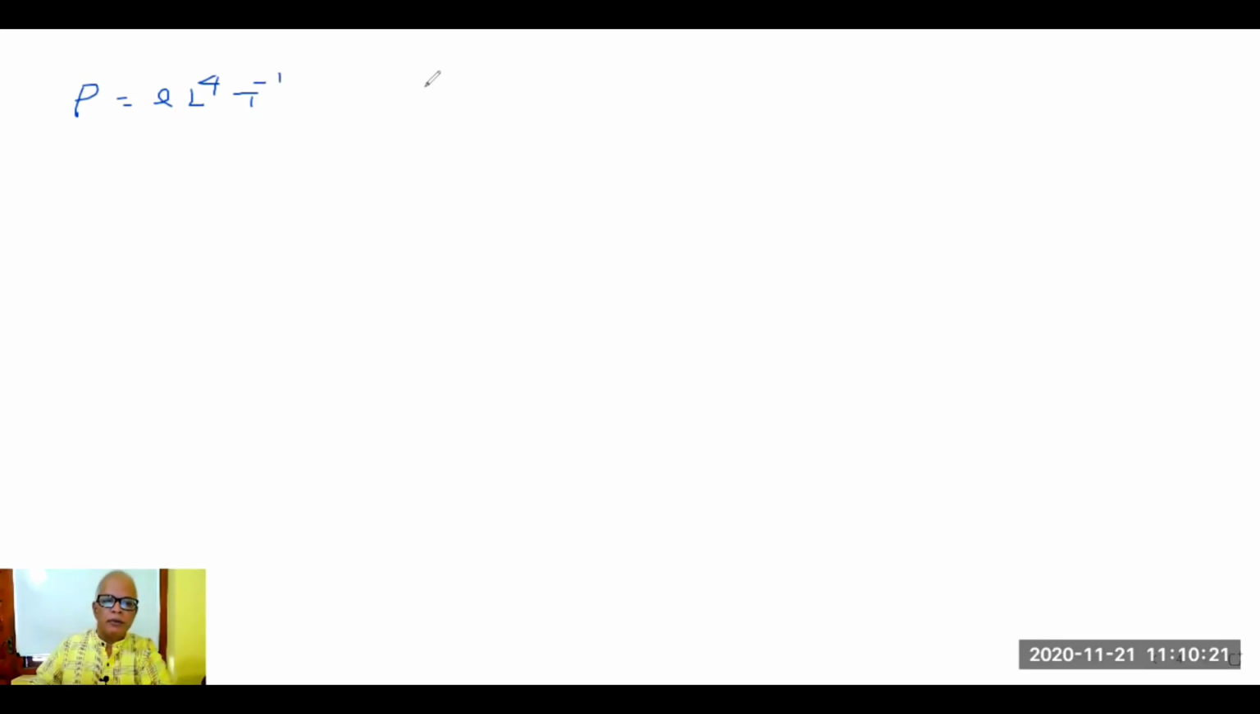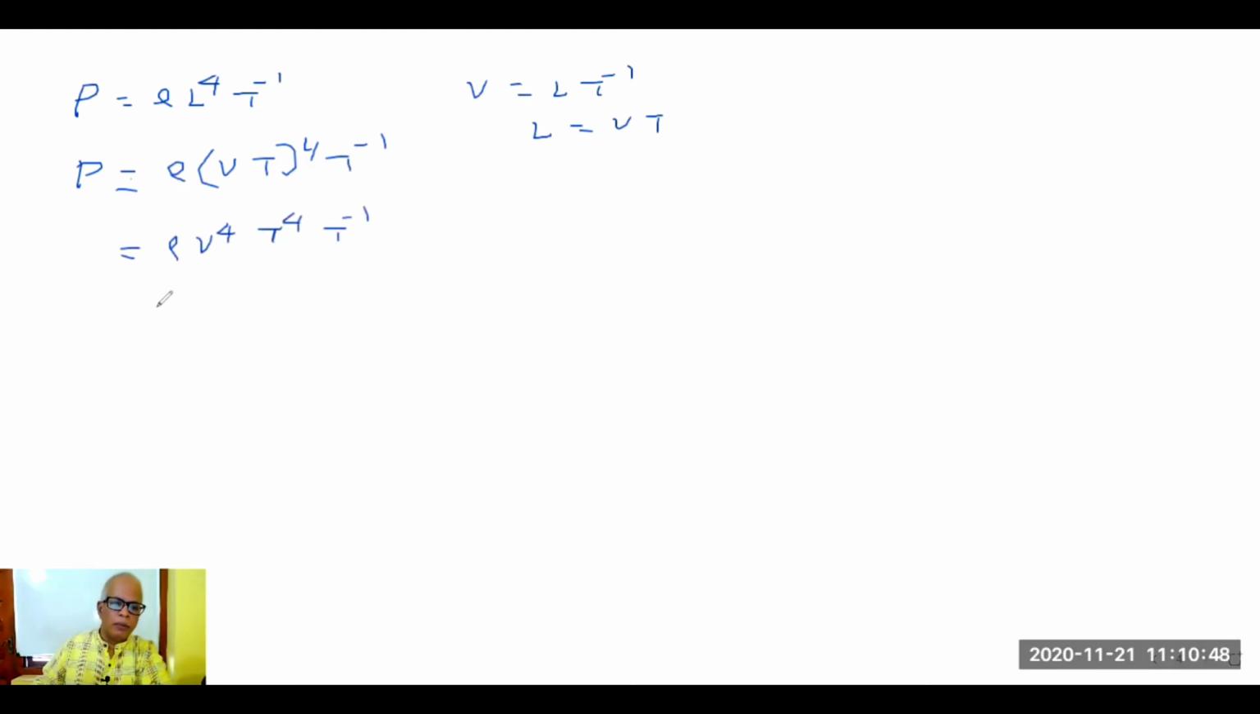Now, velocity is V equal to L by t, so V is equal to L t to the power minus 1. So what is L? L is equal to Vt, all of you know that. So put here P is equal to rho (Vt) raised to 4 into T minus 1. So rho V raised to 4, T raised to 4, T minus 1, that is rho V raised to 4 T cube. Now, what is T? T is equal to 1 by nu, the frequency.